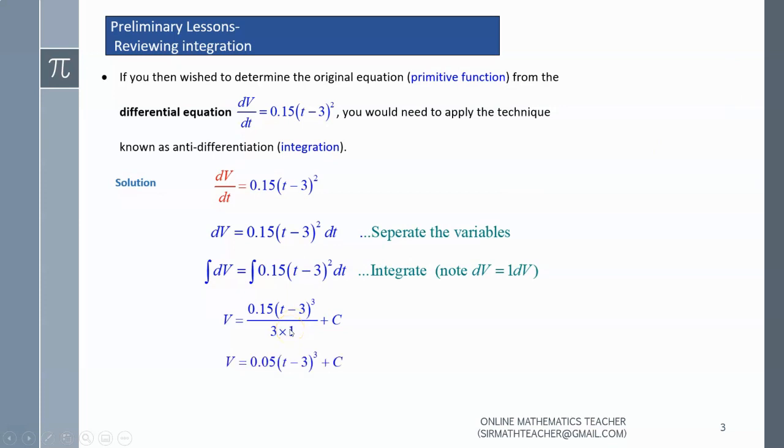Simplifying that right-hand side, we get 0.05(t - 3)^3 + c. c is a constant and can be any real number. Usually that's defined, or can be defined, if we're given some initial conditions.